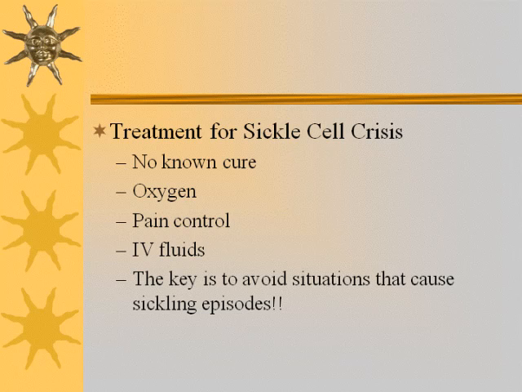So what do you want to tell these people? There's no cure. When they come in with a crisis, you want to give them oxygen, because hopefully that's going to keep their cells from being sickle-shaped. Give them pain medicine and IV fluids. The key is education for these patients, so that they try to avoid situations that cause deoxygenation or sickling episodes. Very important: if they feel that an infection is coming on, they should seek treatment early. In cold weather, they need to wrap up, with the scarf, the hat, everything, layers, all of those different things.